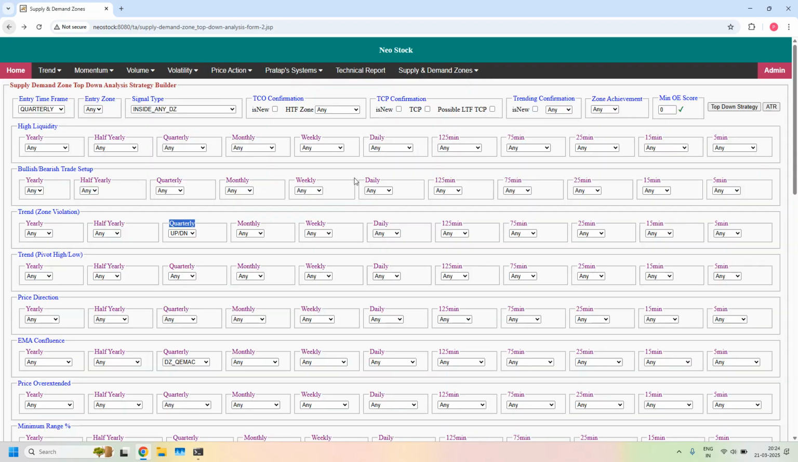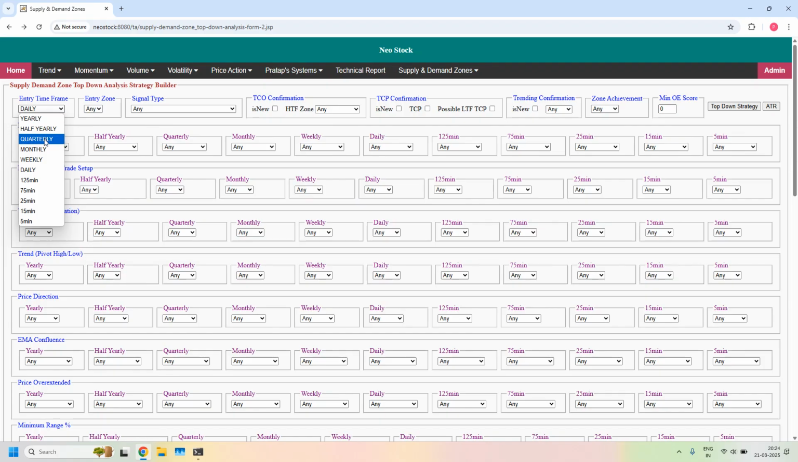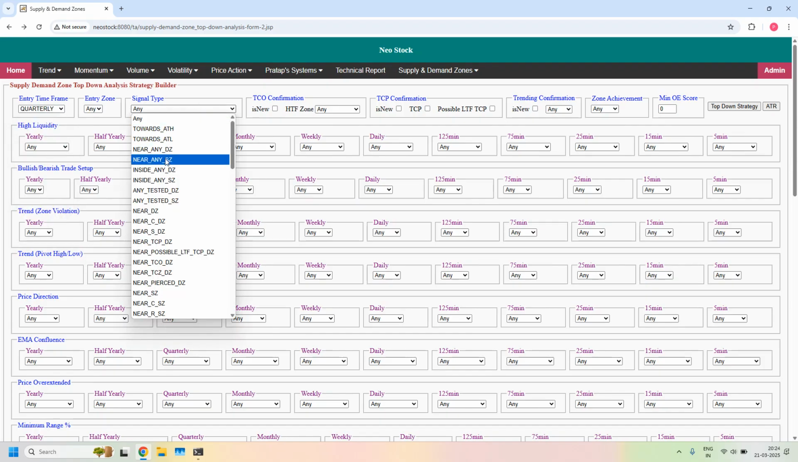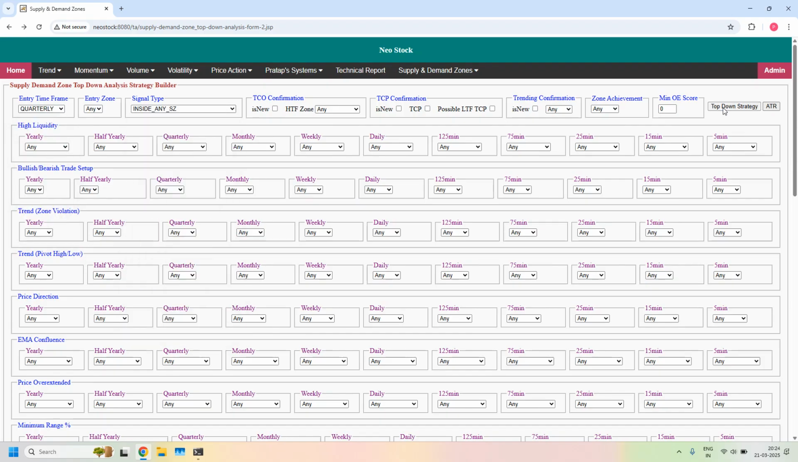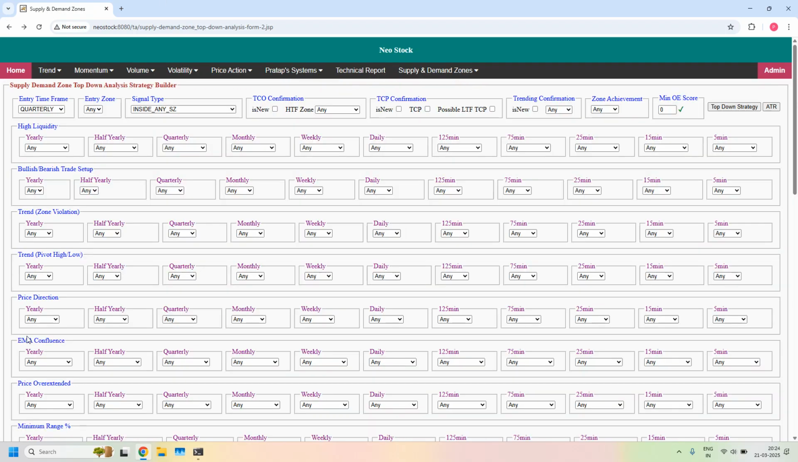Okay, next, quarterly time frame. Price closed inside the quarterly supply zone. We got 4 stocks. Let's verify out of these 4 how many quarterly supply zones are having quarterly EMA confluence.